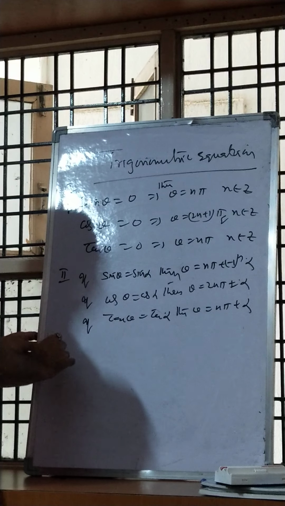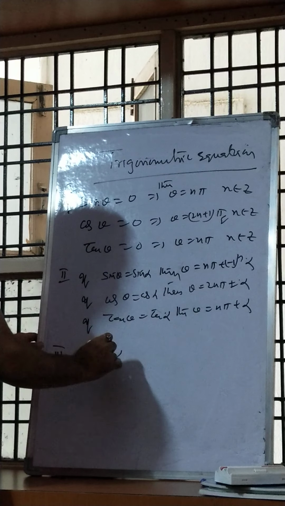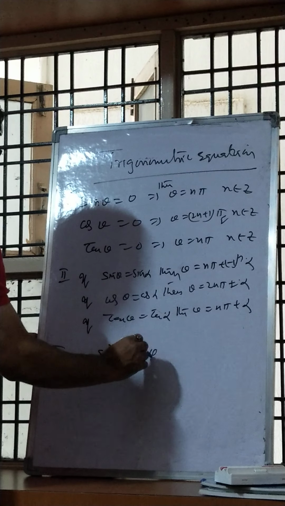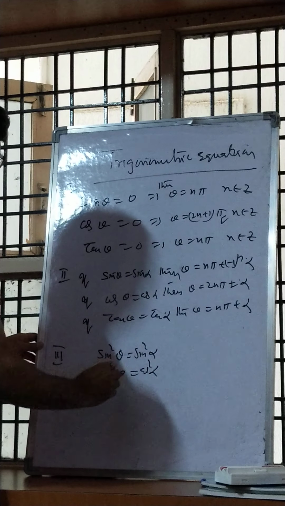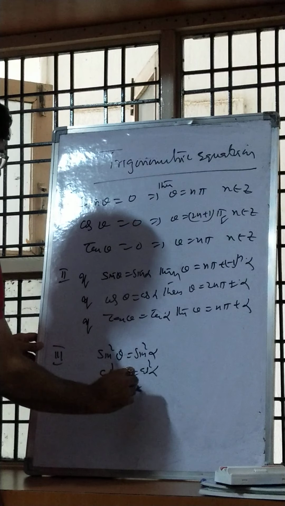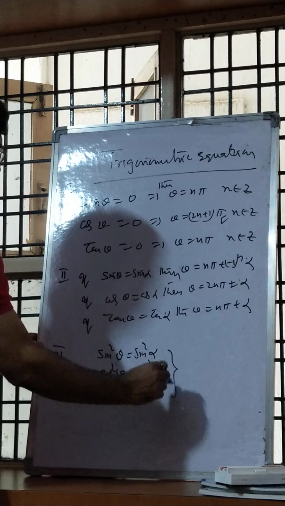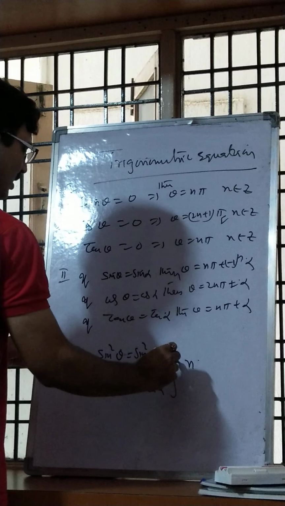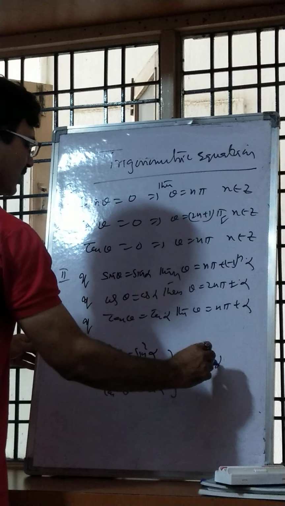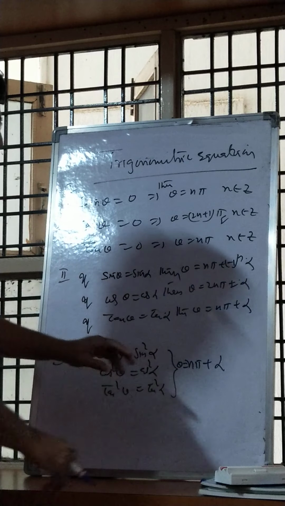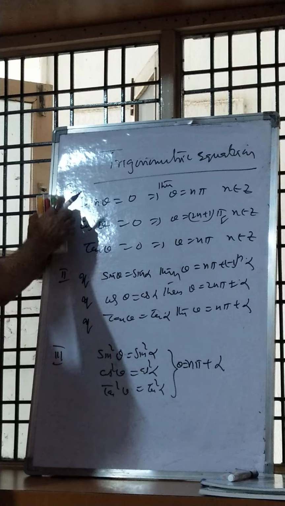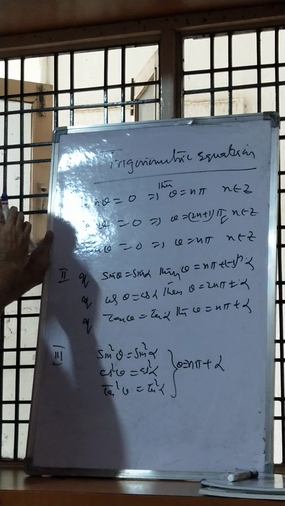And the third case is also there. What is that? If sin square theta is equal to sin square alpha, cos square theta is equal to cos square alpha, and tan square theta is equal to tan square alpha, then the general solution is theta is equal to n pi plus or minus alpha, you are supposed to write. These are the formulas. By using these formulas, we are supposed to solve the equations.